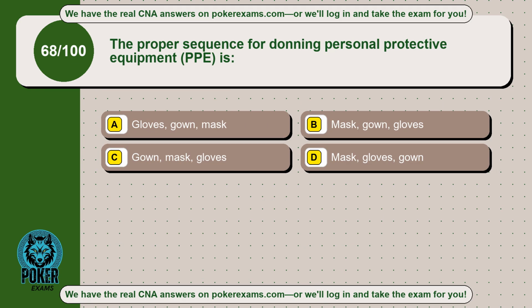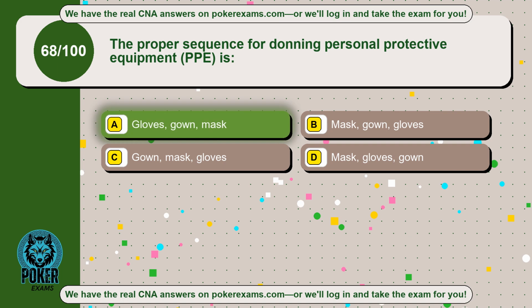Question 68. The proper sequence for donning personal protective equipment, PPE, is: Option A, gloves, gown, mask. Option B, mask, gown, gloves. Option C, gown, mask, gloves. Option D, mask, gloves, gown.